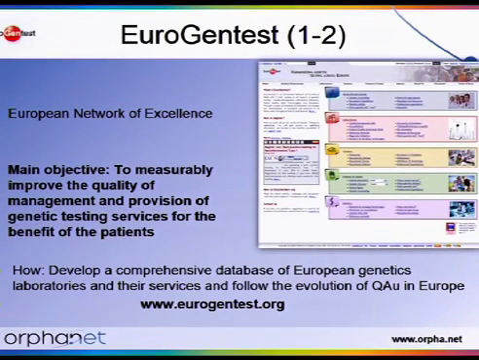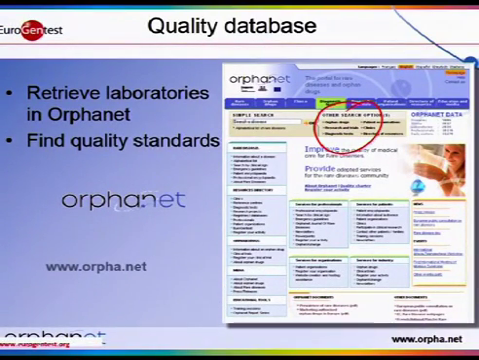Now, Eurogentest, that's the second part, just very briefly. It's a European project, already running since 2005. The first version was Eurogentest 1. Currently, we are in the final phase of Eurogentest 2. It's a network of excellence with a splendid website. Here you can see the link. And the main objective is to measurably improve the quality and management and provision of genetic testing for the benefit of patients. I mean, it sounds almost too good to be true.